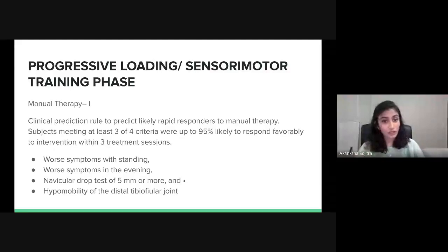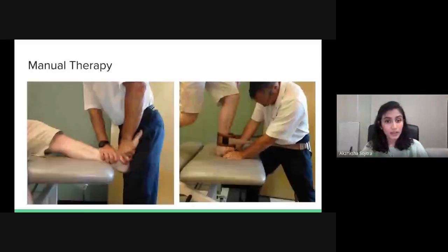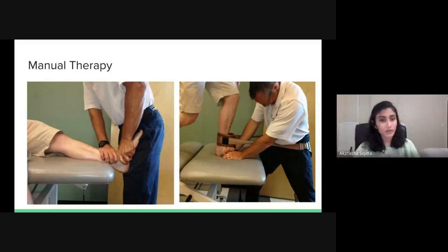So if any 3 of these 4 are present, they're likely to respond to manual therapy. Now, for the manual therapy, you can do your normal AP glides to achieve the dorsiflexion, or you can do the Mulligan mobilization with movements, which has been found to be very reliable, and you can get good results with that to gain the dorsiflexion range. You can also use subtalar mobility to get the eversion or the inversion, whatever they're lacking.